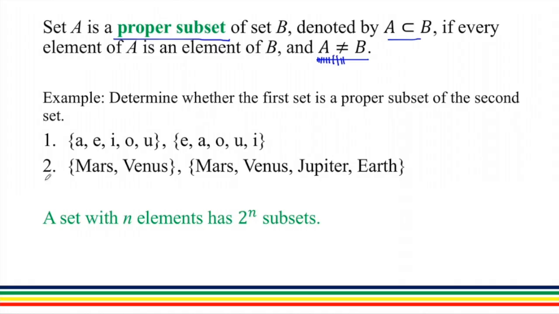How about number 2? {Mars, Venus} is the first set, and then we have {Mars, Venus, Jupiter, Earth}. Are these elements present in the second set? Yes. Next question: are the two sets equal? No. So we can conclude that the first set is not equal to the second set. Therefore, {Mars, Venus} is a proper subset of {Mars, Venus, Jupiter, Earth}.